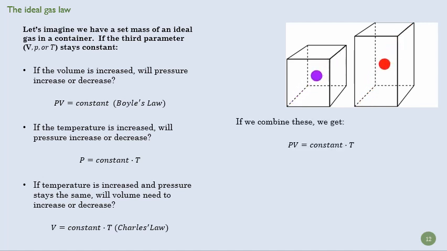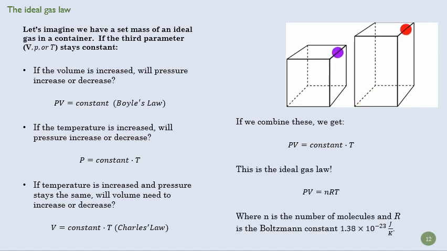Now, if we combine all of these together, we get this, okay? With some kind of constant in here. Now, what's that constant? Well, we can define that by doing some experiments. But we know that these things work together, and that constant ends up to be the common nR, right? Where n is the number of molecules and R is the Boltzmann constant. So this is just a number that makes experiments work, but it works with all sorts of different ideal gases. And it's the interrelations of P, V, and T that the ideal gas is all about.